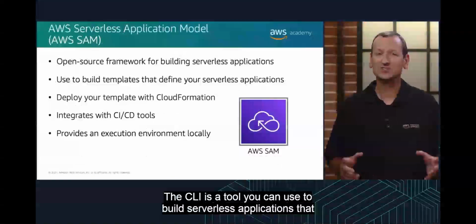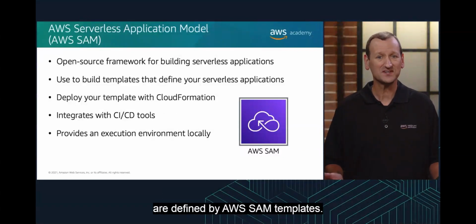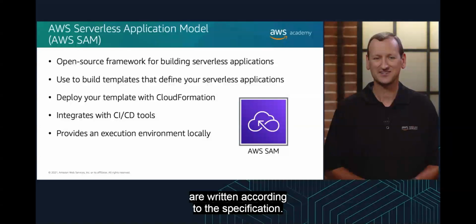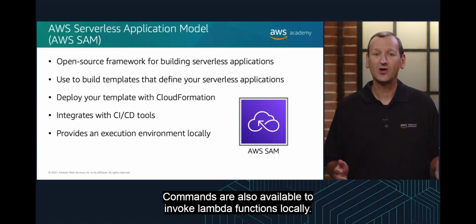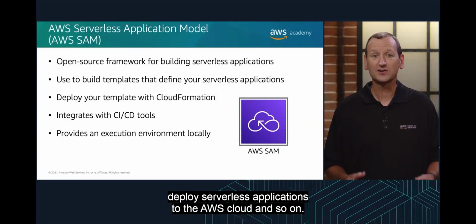The CLI is a tool you can use to build serverless applications that are defined by AWS SAM templates. The CLI provides commands to verify that AWS SAM template files are written according to the specification. Commands are also available to invoke Lambda functions locally, debug Lambda functions, package and deploy serverless applications to the AWS cloud, and so on.